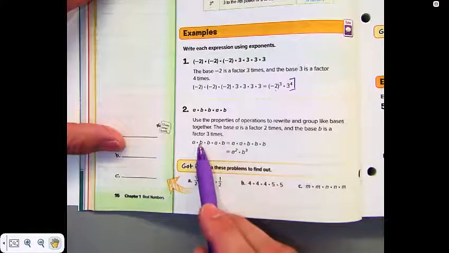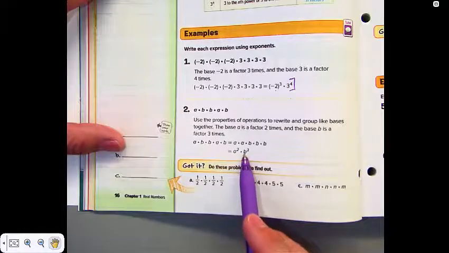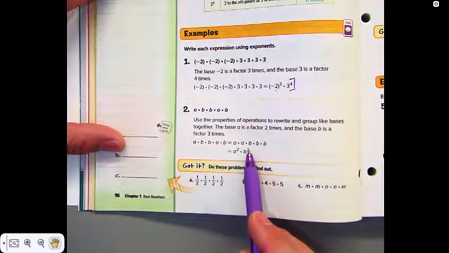Then we look at our B's, 1, 2, 3. We keep those as our bases right there on the bottom. Then the exponent that goes with those is a 3.